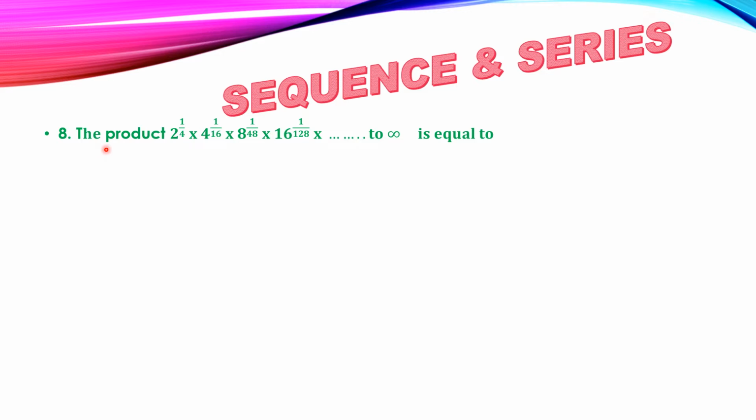The next problem is the product 2 power 1 by 4 into 4 power 1 by 16 into 8 power 1 by 48 into 16 power 1 by 128 into and so on to infinity is equals to, given options are, first one is 2 power 1 by 4, second one is 2, third one is 2 power 1 by 2 and fourth one is 1.